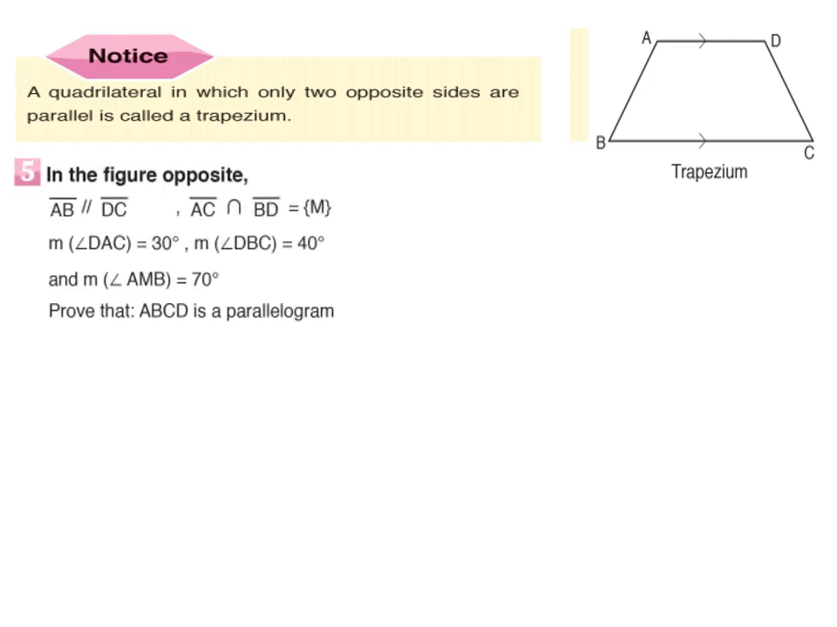Let's have a last example. In the figure opposite, AB is parallel to CD. AC intersects BD at M. Measure of angle DAC equals 30 degrees, measure of angle DBC equals 40 degrees, and measure of angle AMB equals 70 degrees. Prove that ABCD is a parallelogram.